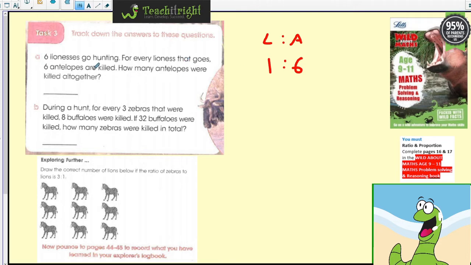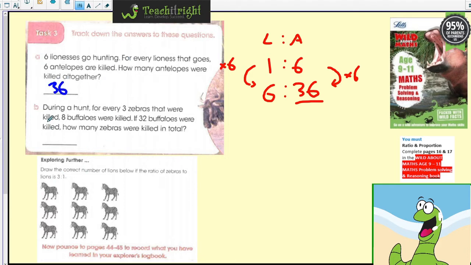But now how many were killed altogether? Well, in this case, if 6 lionesses have gone hunting, I've now set up my equation. I'm now trying to work out the number of antelopes. In this case, it's 6 times as many, which means there'll be 36 antelopes killed. Poor antelopes. Final answer, 36.